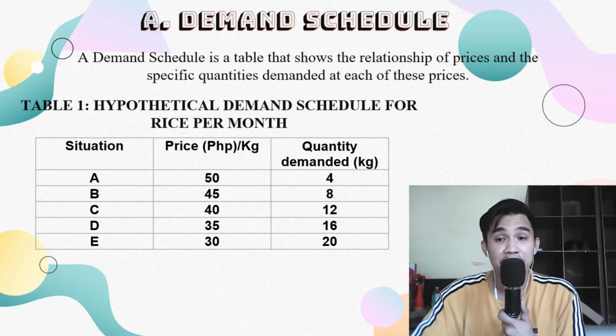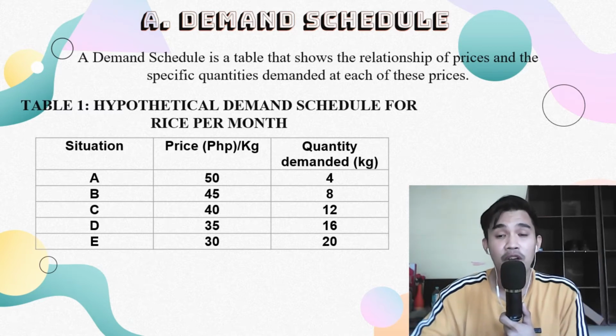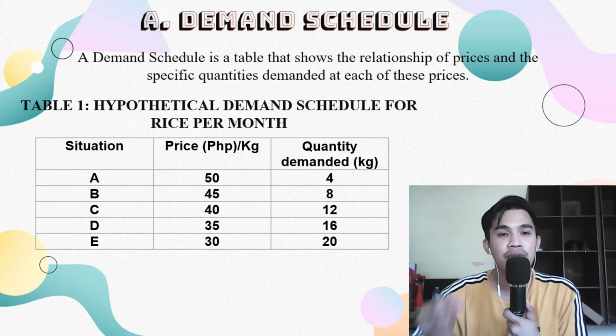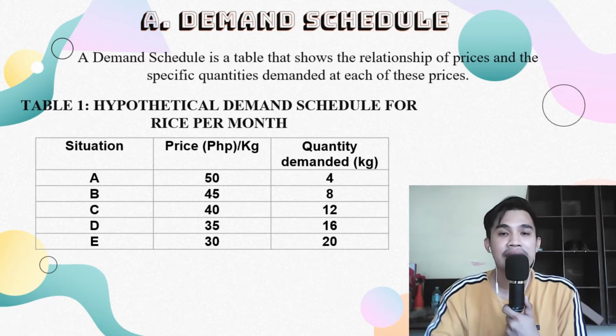Just like what you have observed in the table, or let's say that is the demand schedule. So if you are confused about what the demand schedule is all about, that is the demand schedule, the table itself, wherein we could see the situation, the price, and the quantity demanded.